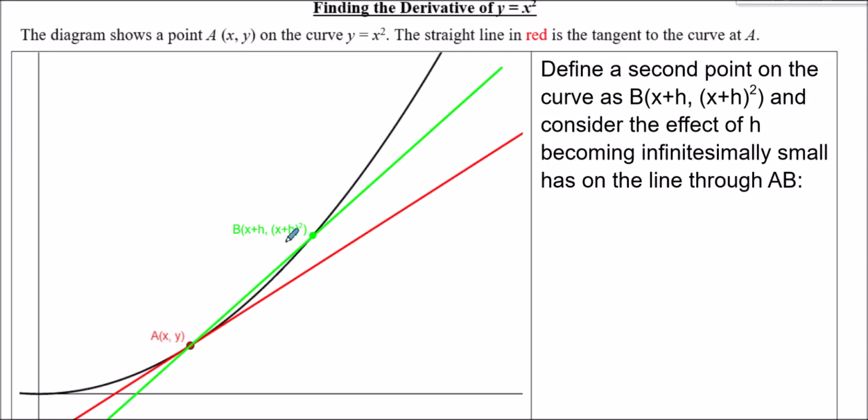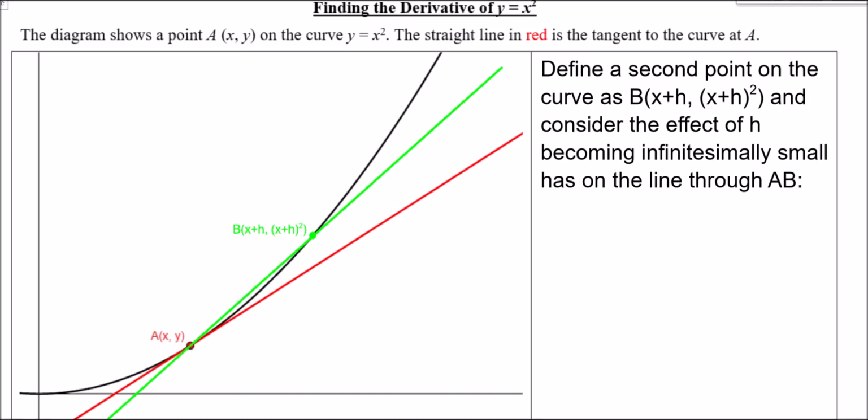So here's my first B, and this green line represents the line through A and B. The steepness of the green line is the gradient of AB, whereas the red line will remain unchanged. That's the gradient of a tangent. It's the gradient at the point A. So let's see what happens when B gets closer and closer to A, when h shrinks down smaller and smaller until it gets close to 0.